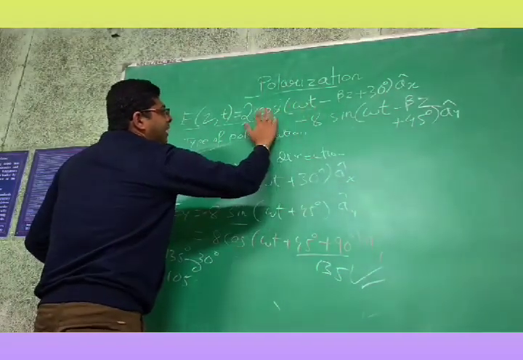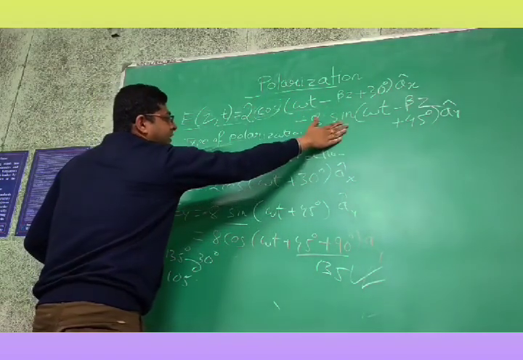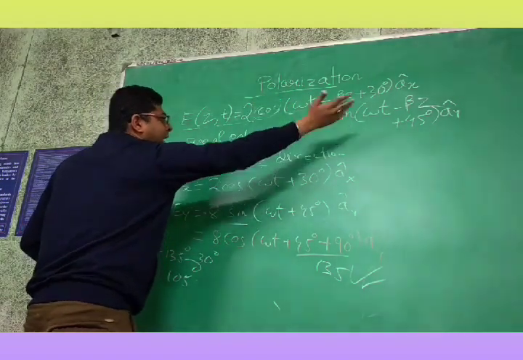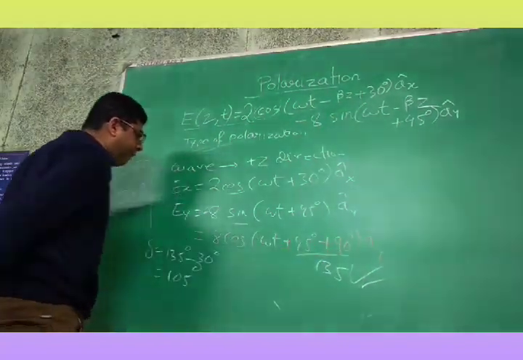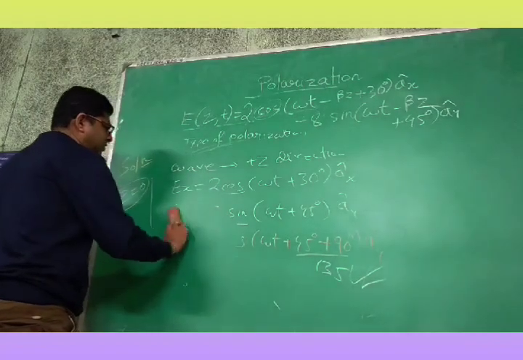I have taken this example just to show you this one. If there is a cos and there is a sine, you can change the sine to cos by simply adding 90 degree. Okay, then you can solve. The process is similar.